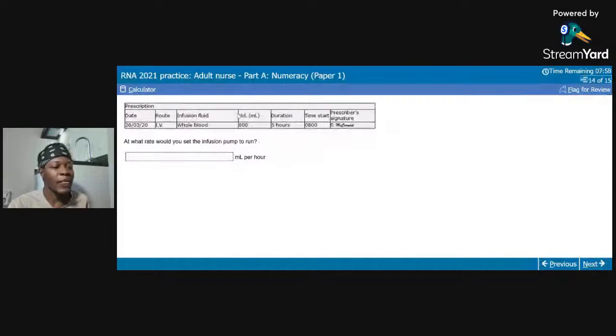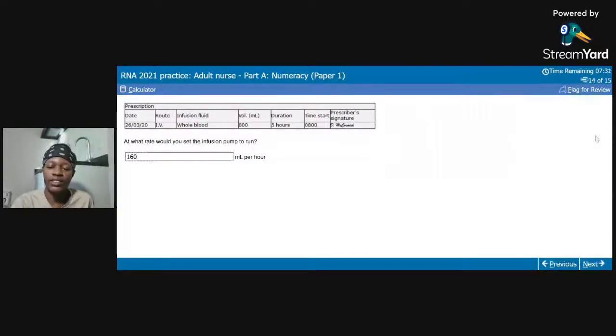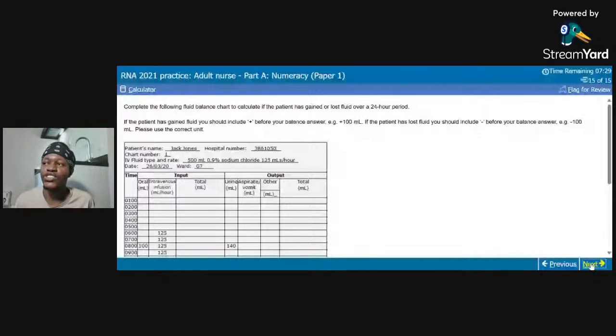Okay, we are just going to do the same thing with this one as well. We're already given the units, ml per hour, so it just wants to calculate the volume divided by the duration. So that is 800 ml divided by 5 hours. That is 160 ml per hour. Okay, so let's go to the next question.